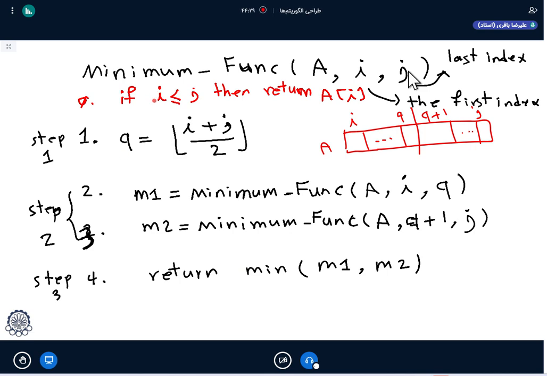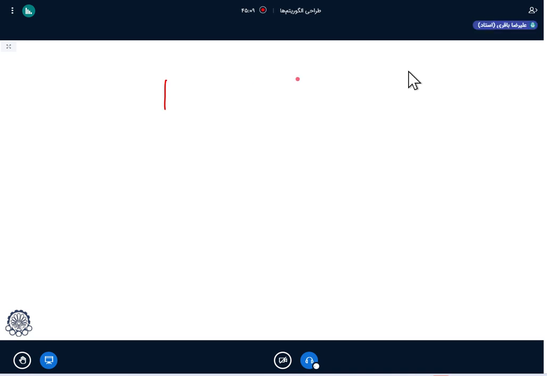Then we put a stop condition. Because our algorithm is recursive, at first we have an array of n numbers, then it is divided into two parts. Each part has n divided by 2 numbers. Then each part is solved recursively, so that part is also divided into 2 parts. So we have arrays of n divided by 4. Let me draw.